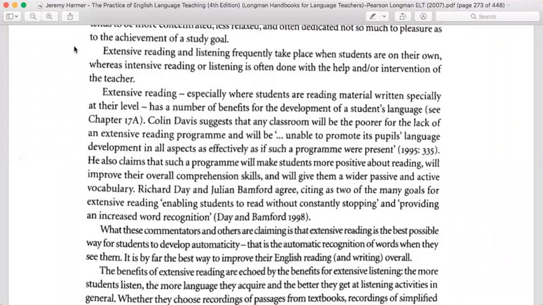Okay. And then we can have another activity related to intensive listening, and those can be simple conversations. Okay.